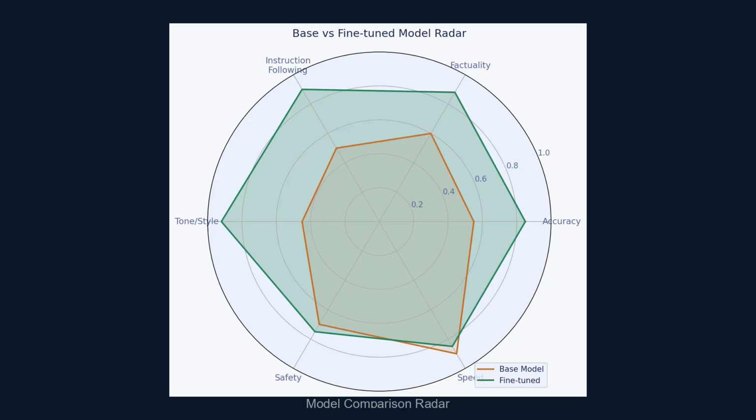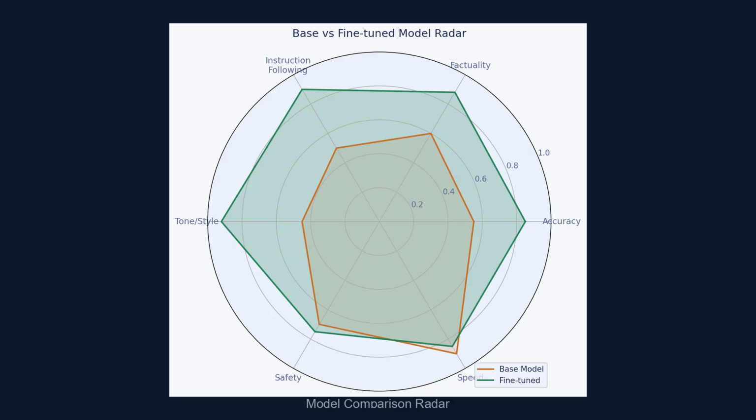This radar chart adds two dimensions that the earlier comparison didn't cover: speed and safety. The fine-tuned model leads on instruction following and accuracy. Those are the expected wins from targeted training. But notice the speed and safety axes. Fine-tuning can sometimes affect inference latency if the model's output distribution shifts significantly, and it can affect safety behavior if the training data inadvertently reinforced or suppressed certain refusals. Neither of those effects is guaranteed, but both are worth checking explicitly.